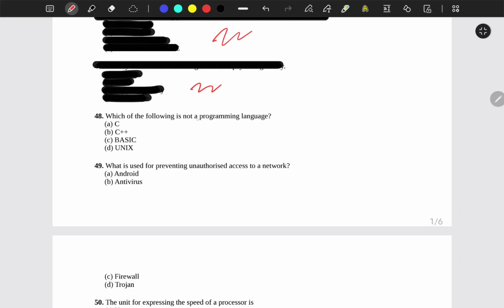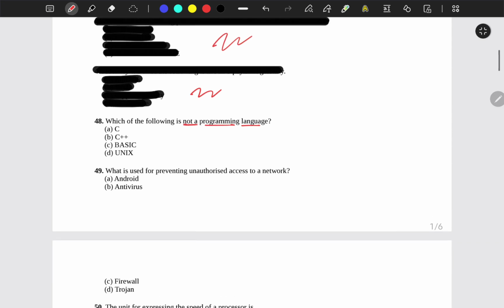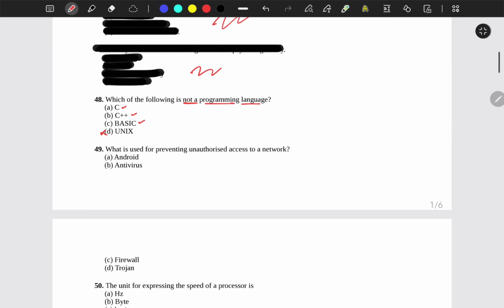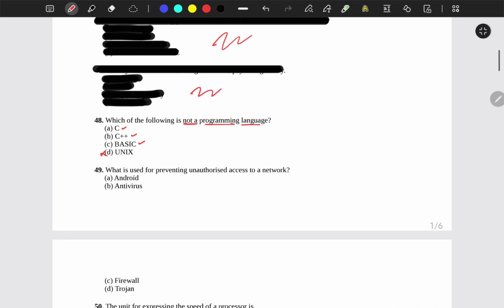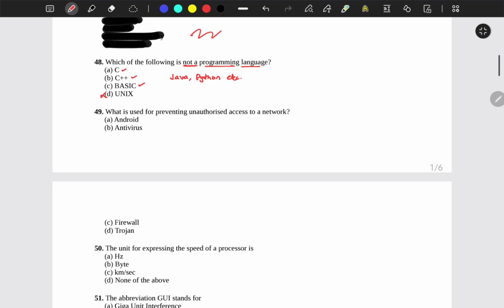Which of the following is not a programming language? See, remember, not a programming language, right? If you have studied computer science in your school or in a college, then you must know that C is a language, C++ is also a language, BASIC is also a language, but Unix is not a programming language. Other examples of programming languages would be Java, Python, etc. Have a look at which are programming languages and which are not.